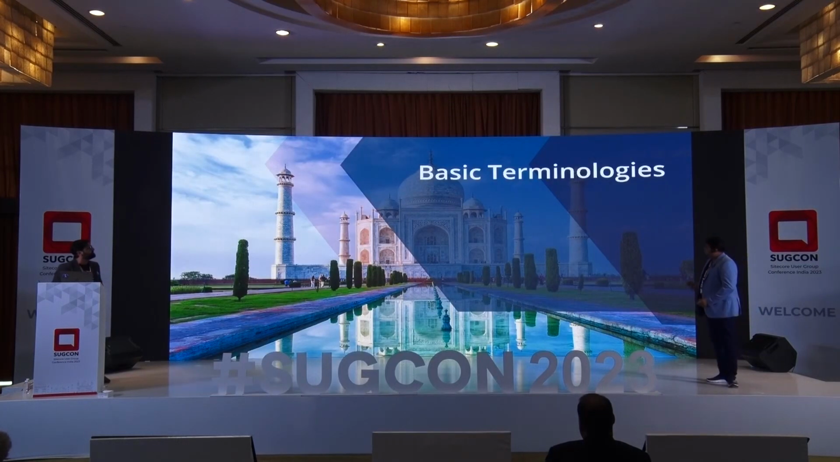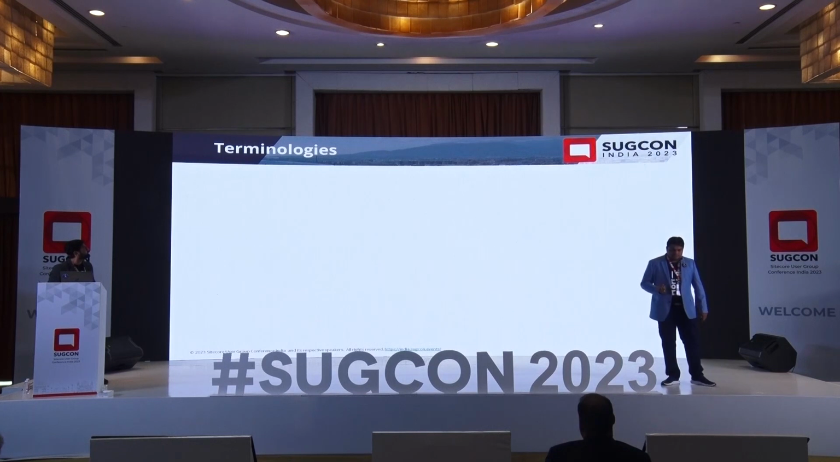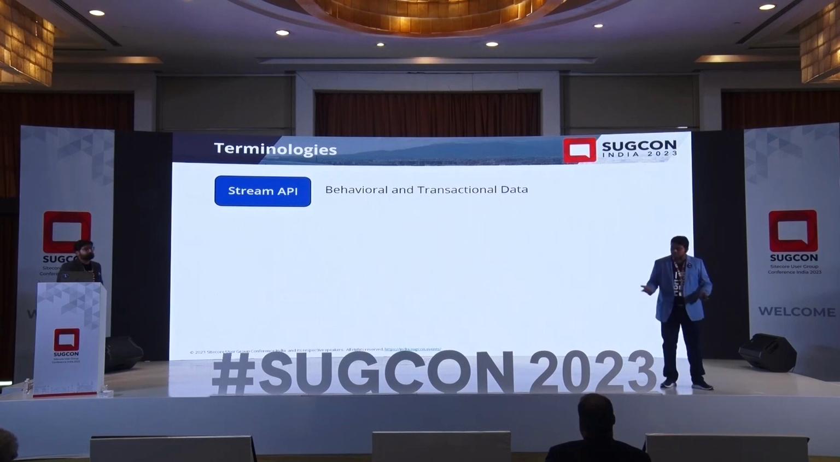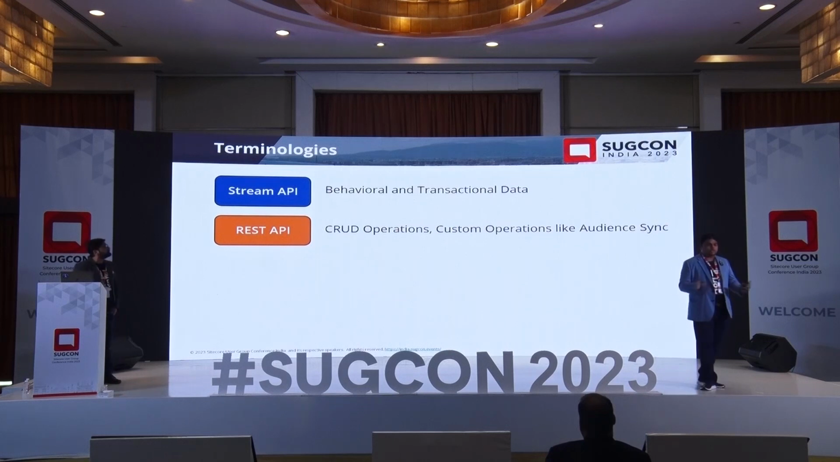Right. Let's quickly go through the basic terminologies. All right. So the first one is Stream API. Stream API basically helps you send real-time behavioral and transactional data about the user from your application to CDP. Next, you have REST API. So all the CRUD operations.